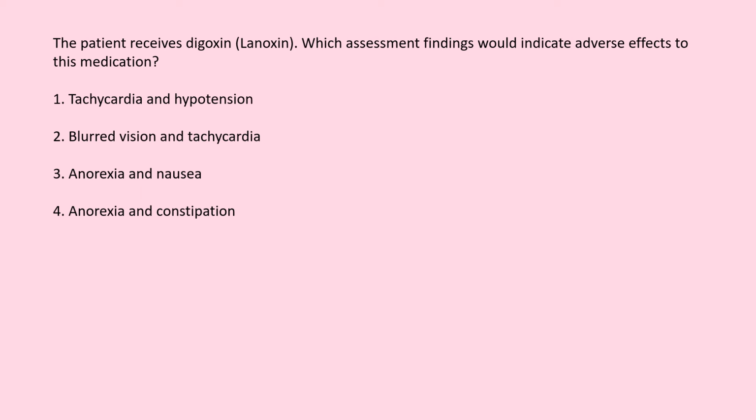The patient receives digoxin, Lanoxin. Which assessment findings would indicate adverse effects to this medication? 1. Tachycardia and hypotension. 2. Blurred vision and tachycardia. 3. Anorexia and nausea. 4. Anorexia and constipation.